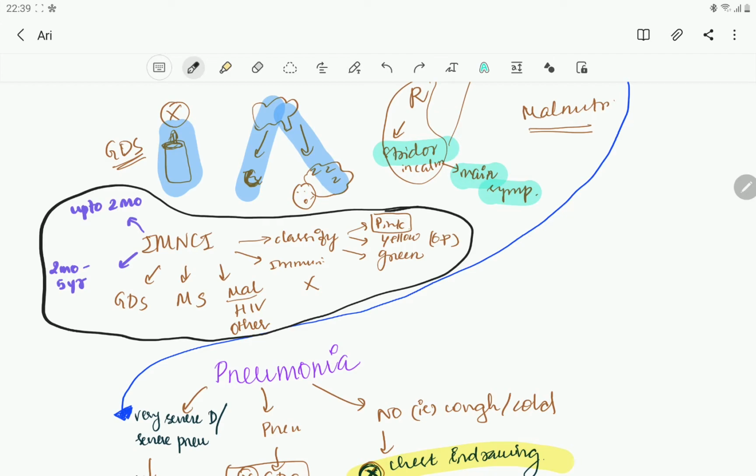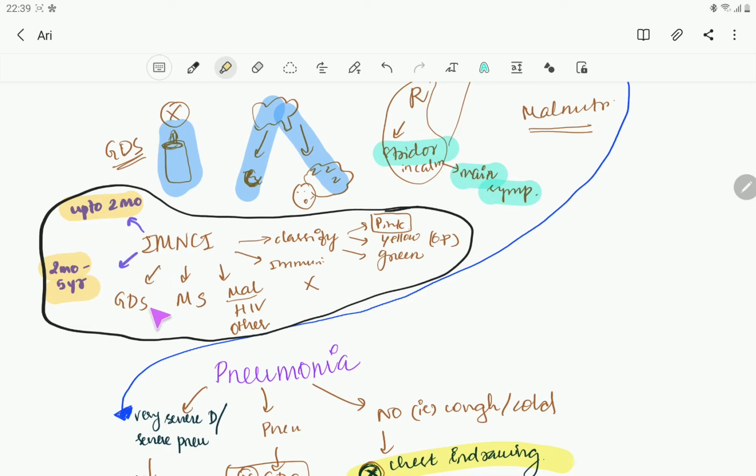What is written here is that in IMNCI the whole thing is divided into two categories according to age. The first one is up to 2 months of age, and the second one is 2 months to 5 years. The kids that are under 2 months of age are called young infants. They're not even kids, they're infants. And for children from 2 months to 5 years, the protocol differs. So that is the main basic thing.